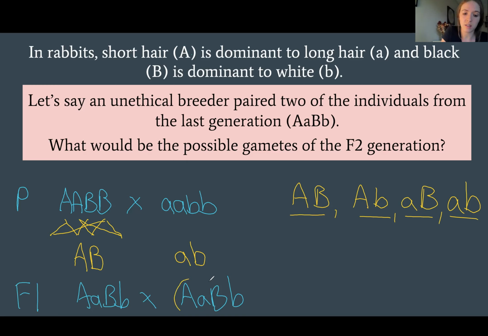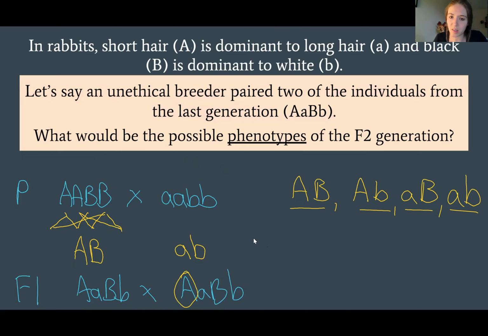That's saying that this dominant A allele is going to combine with this dominant B allele just as often as the dominant A allele is going to combine with the recessive B allele. That's the rules of independent assortment. Okay, so these would be the gametes of our F1 generation.